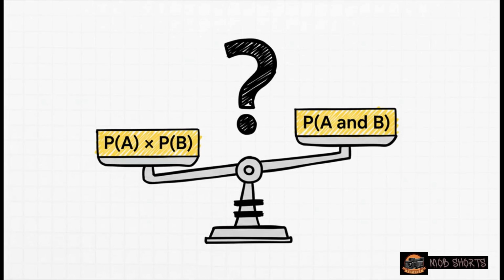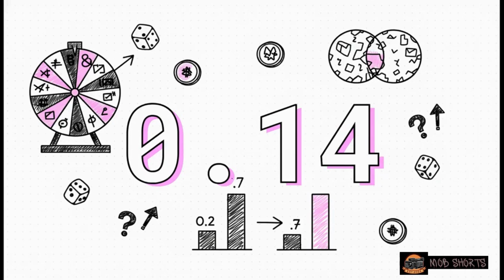Here's the test, and it's super straightforward. If these two events are truly independent, then the probability of A multiplied by the probability of B should exactly equal the probability of them happening together. So, the big question is, do our numbers match up? Let's find out.